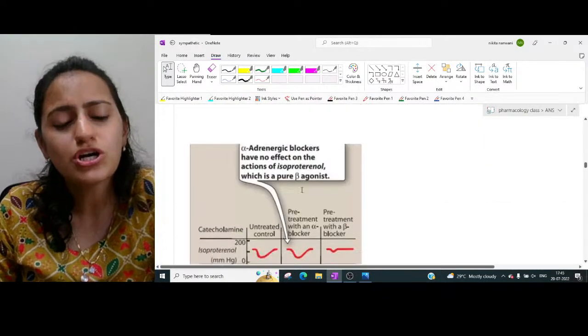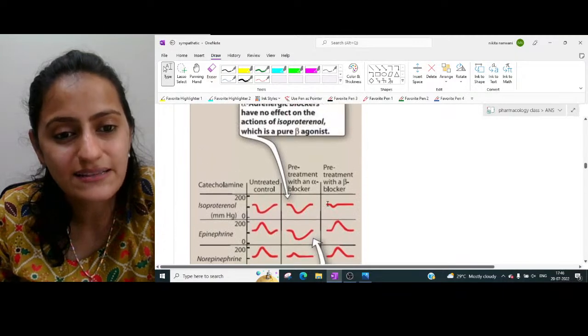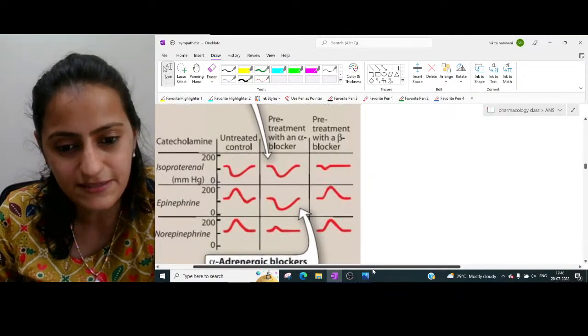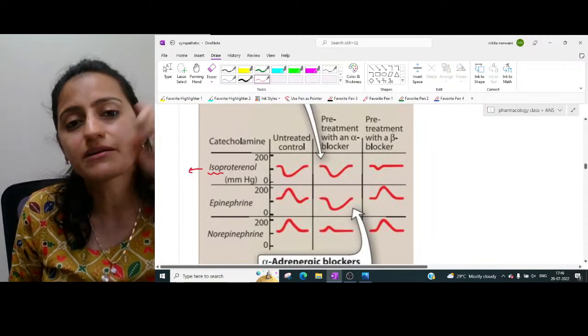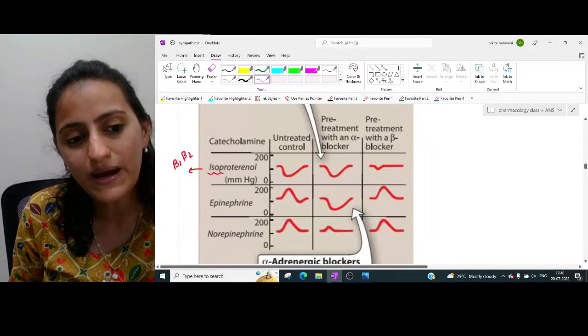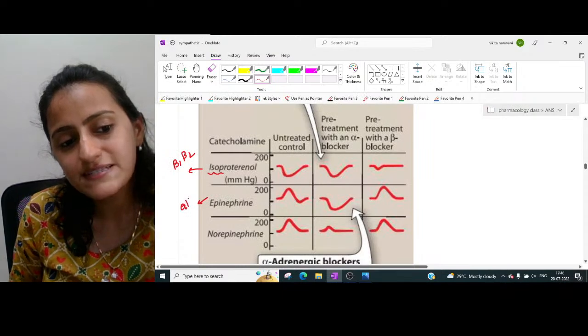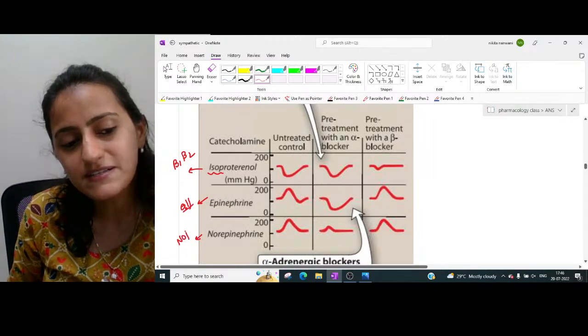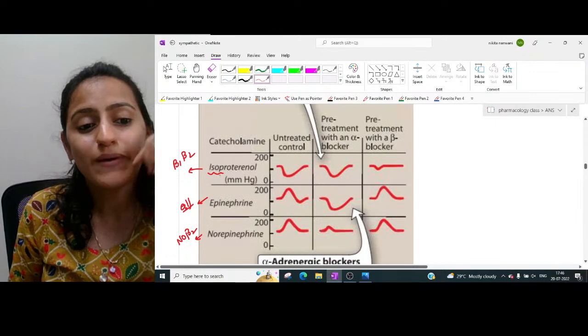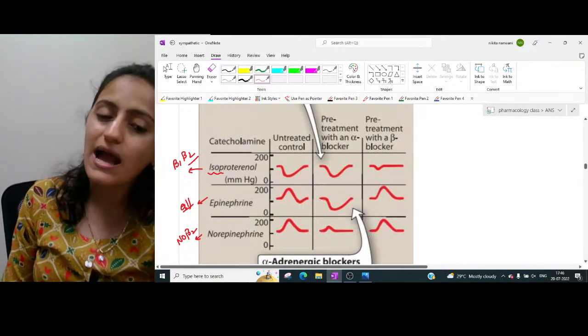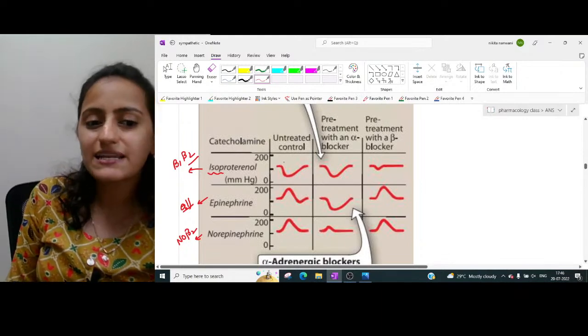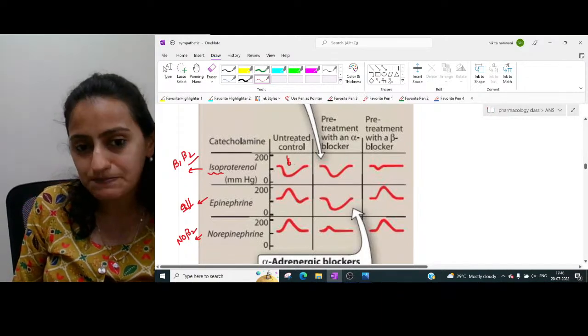Okay, so look at this one. Look at this graph if you are given one like this. So you have isoproterenol. First, remember what is the action? It is beta 1 and beta 2. Epinephrine is everything. Norepinephrine has no beta 2 action. So when you give isoproterenol, the beta 2 action is vasodilatation, decreasing the blood pressure.